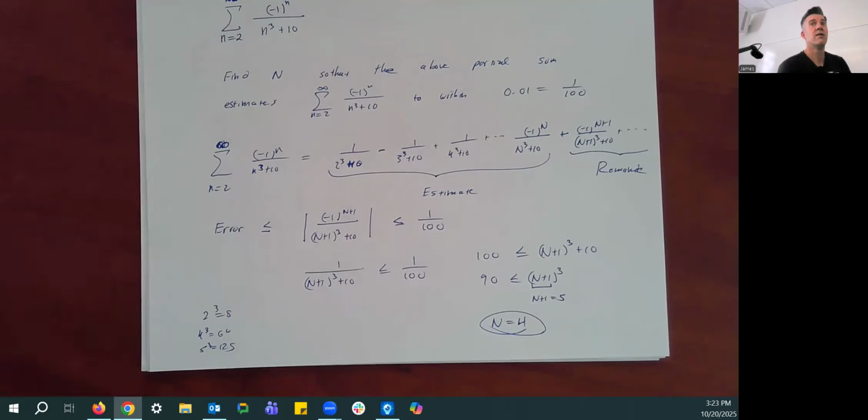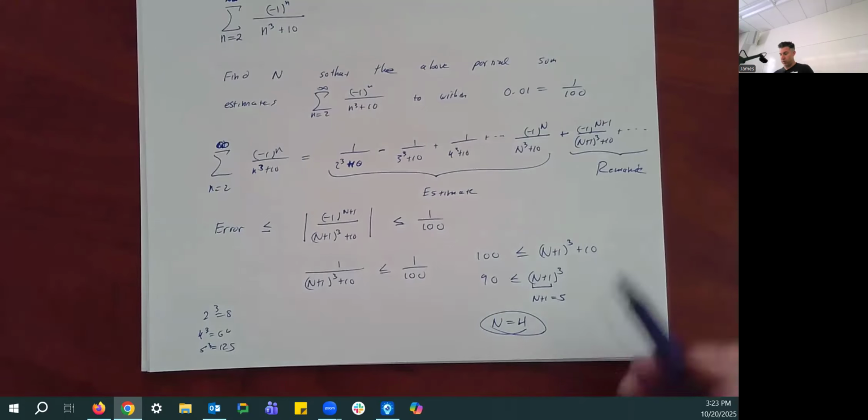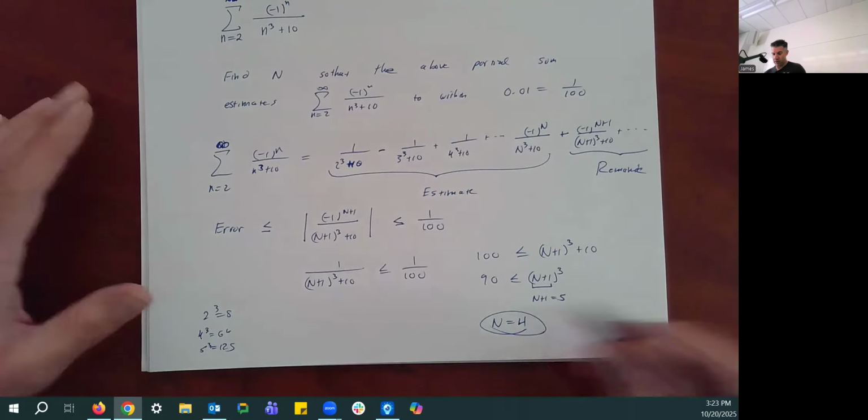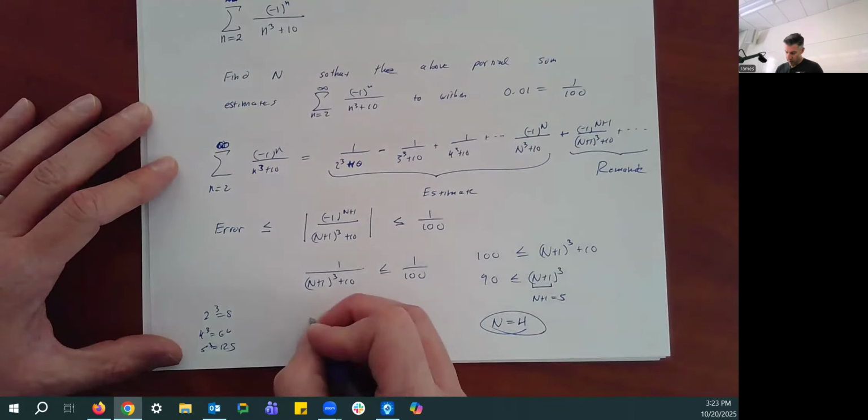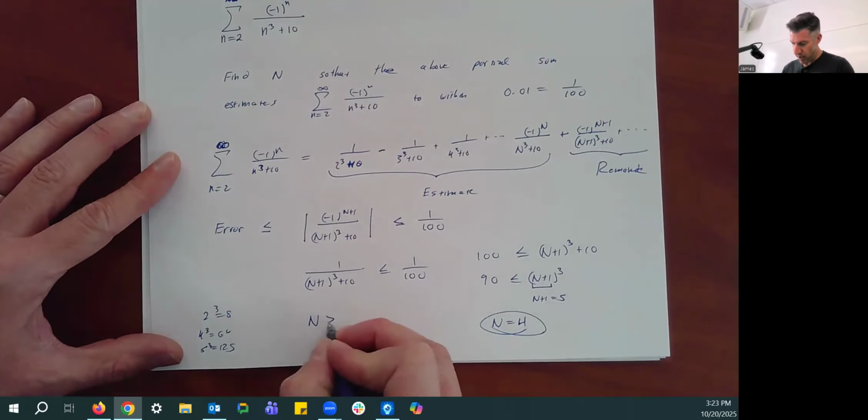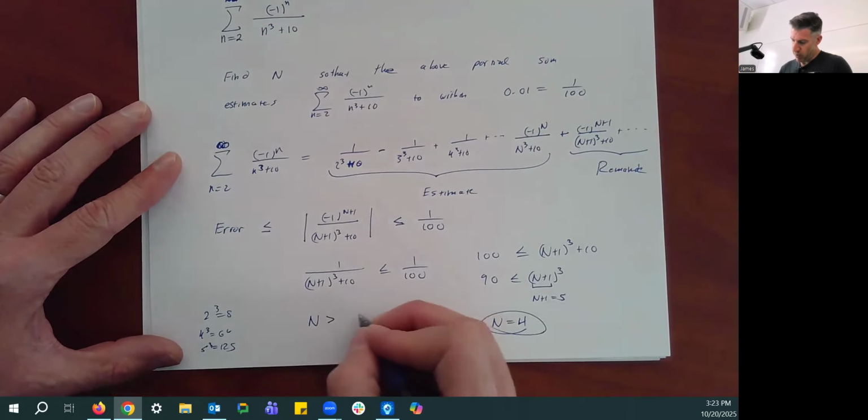So here's the thing though. n has to be an integer. So I'm rounding up here. What I could have said is that n has to be bigger than the cube root of 90 minus 1.